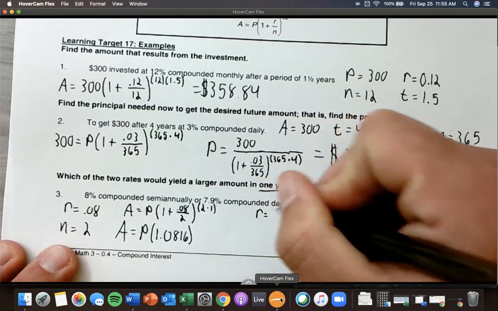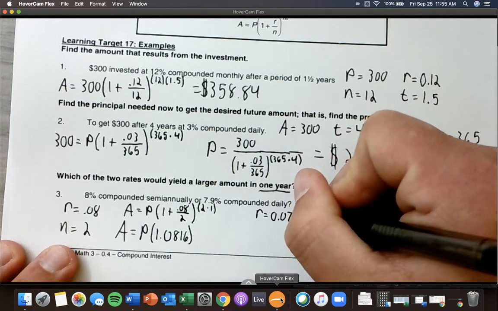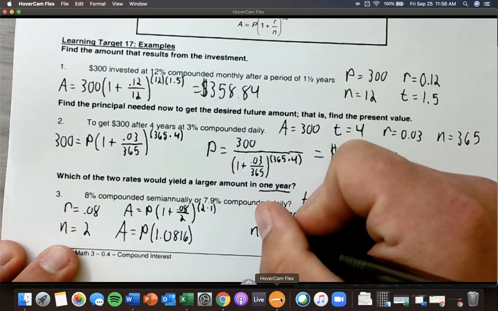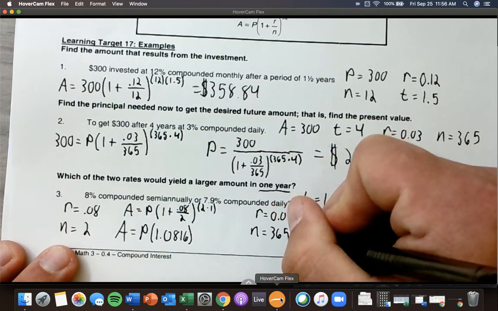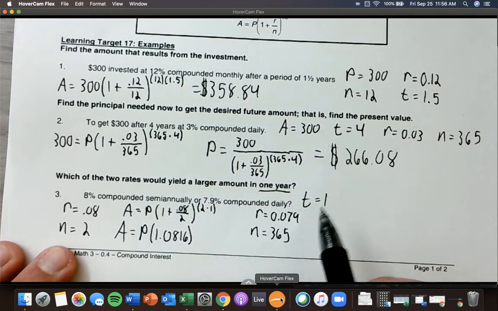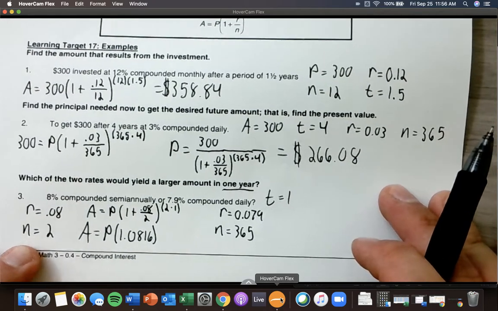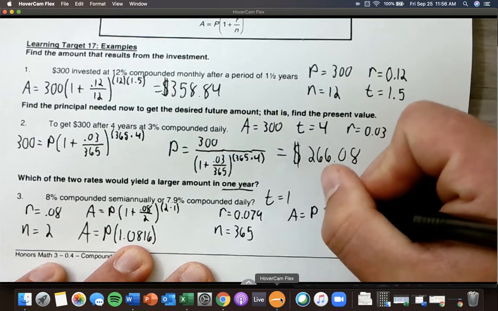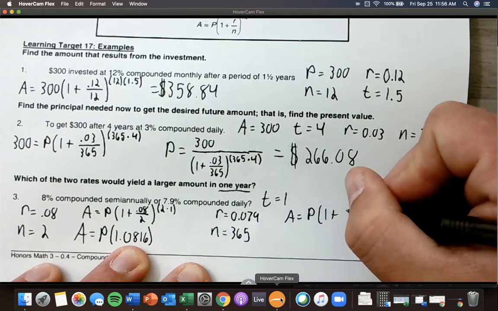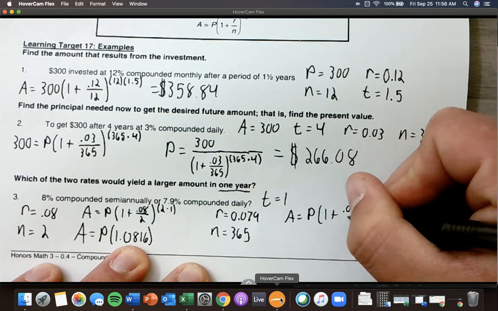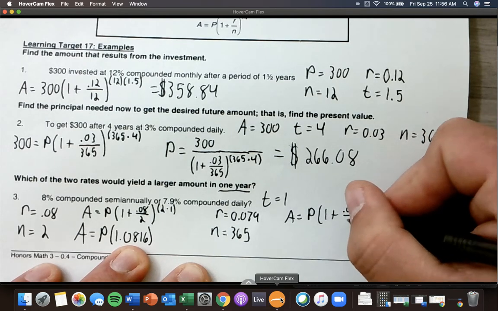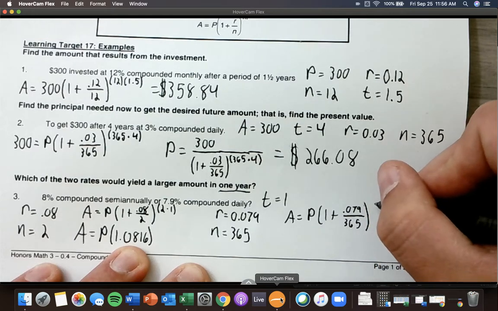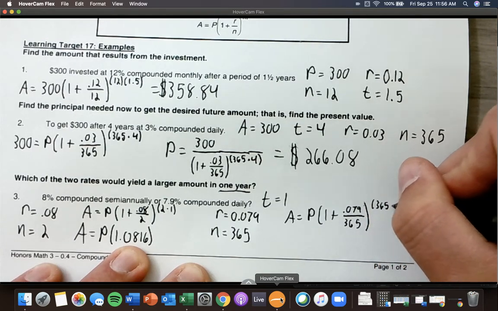Right, so our r is 0.079. It's compounded daily, right? So that's going to be n equals 365. And it's got the same time, right? t equals 1. So again, we can just plug that into our equation. We have A equals P times 1 plus the rate, which is 0.079, over the number of times it's compounded, which is 365, all raised to the 365 times 1.